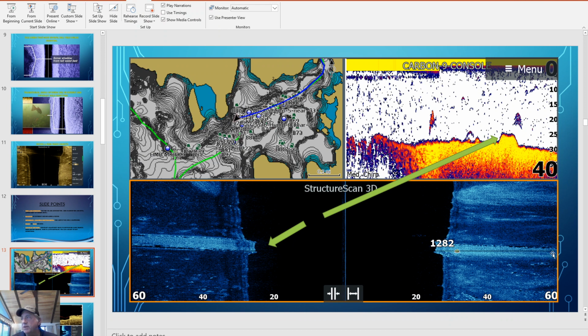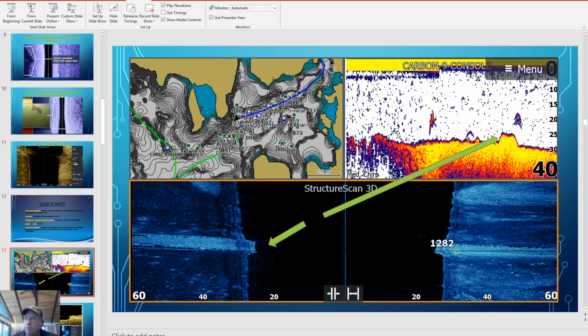This is in Quabbin Reservoir. And oftentimes those bass, those smallmouth will hang right around these roadbeds. So we seek them out a lot. And when we find them, we drop a waypoint, which I did right there. So again, the dark area is all the water column.